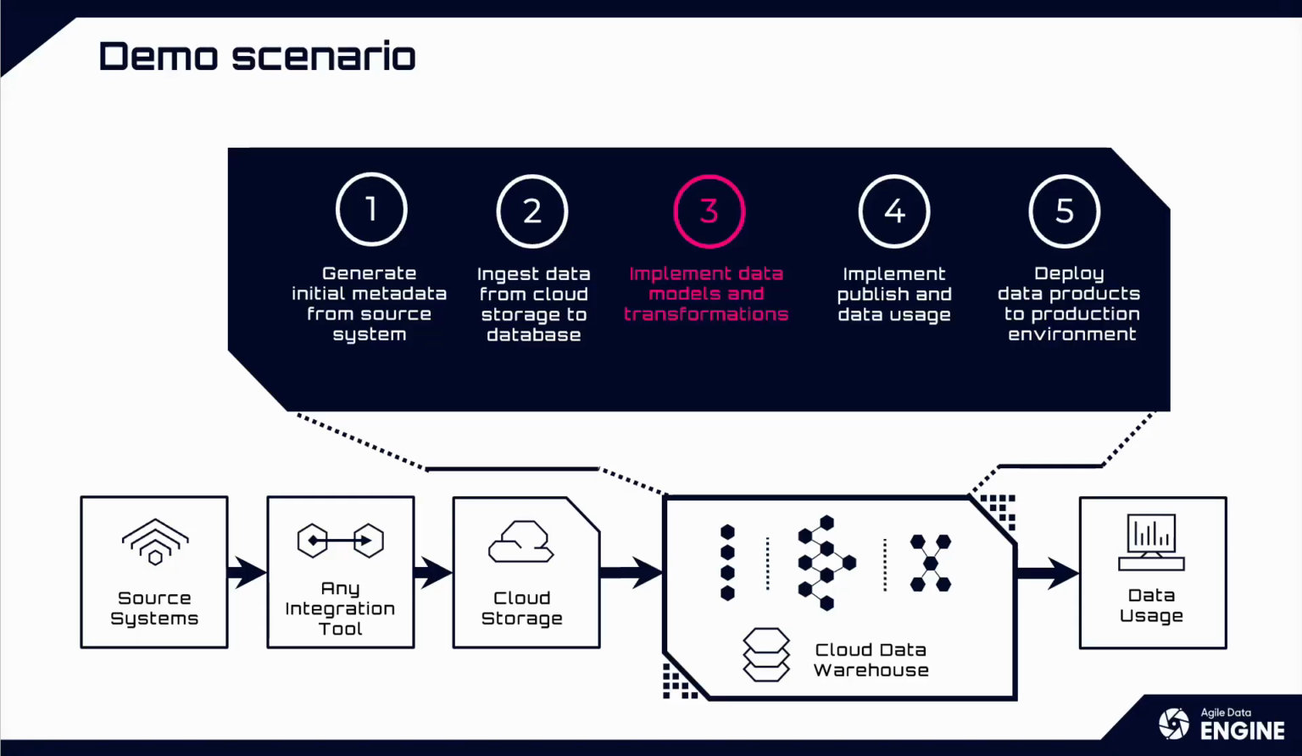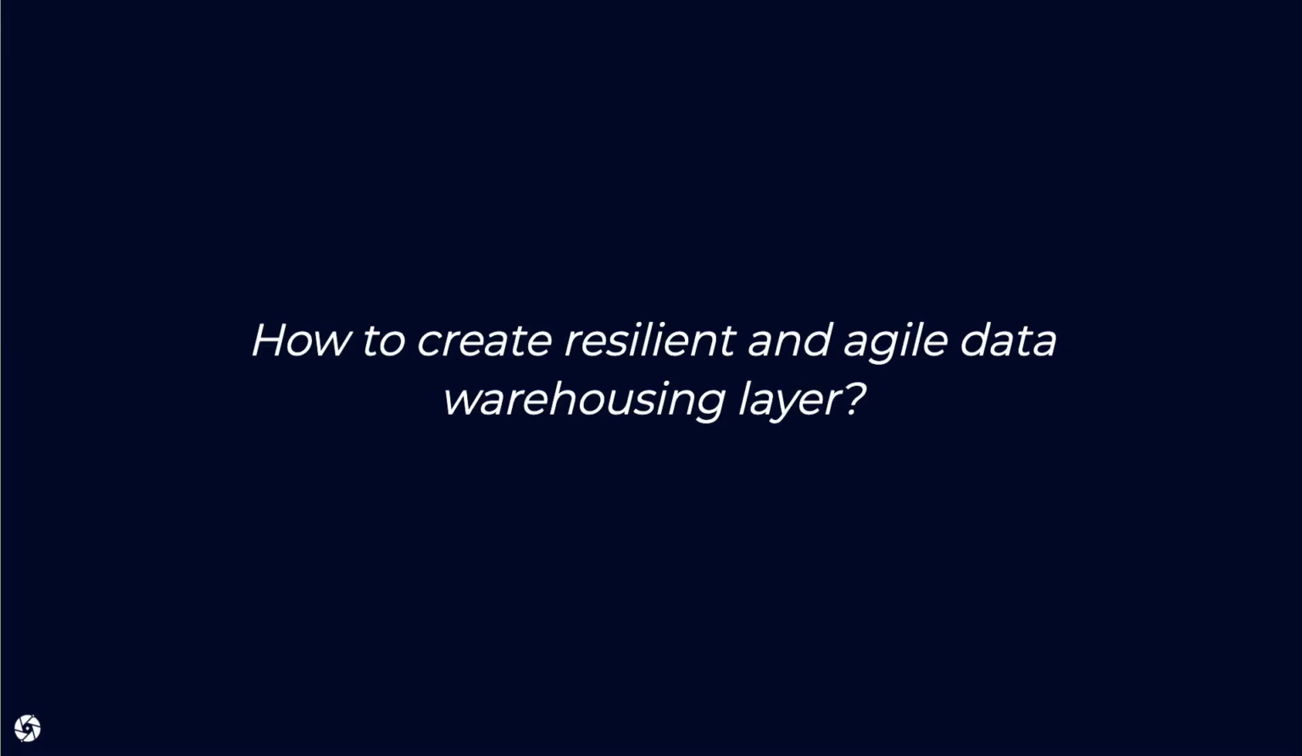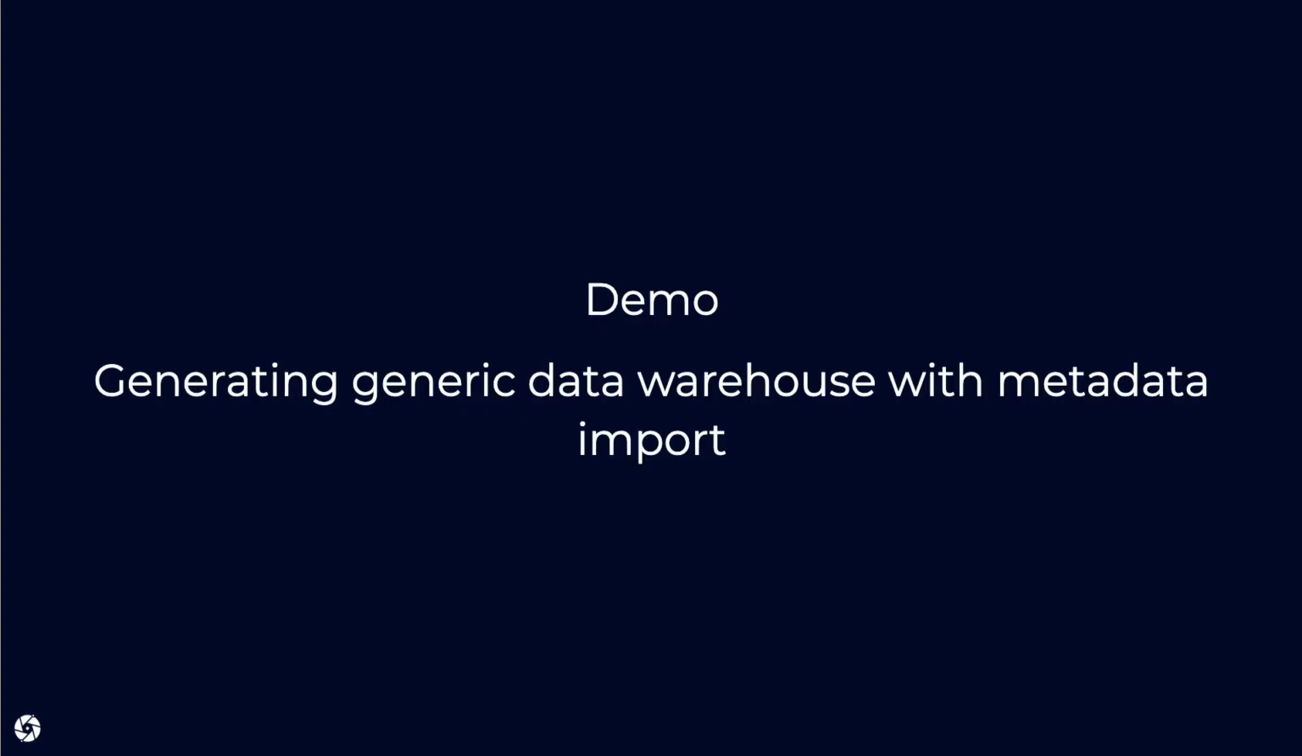Moving on to the third part, implementing data models and transformations. First, a question: how to create a resilient and agile data warehousing layer? With ADE, there are multiple options from third normal form to data vault and to persistent staging. In the following demo, a generic persistent staging area is generated from the source system.